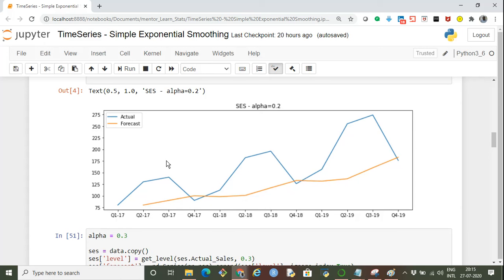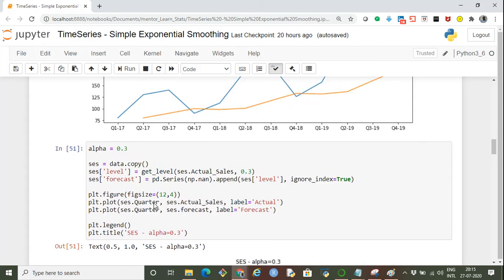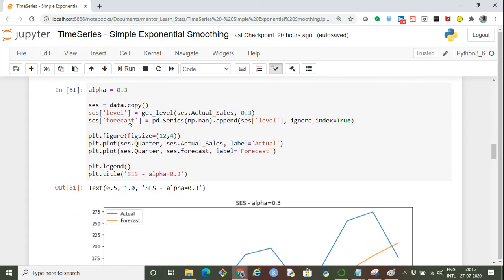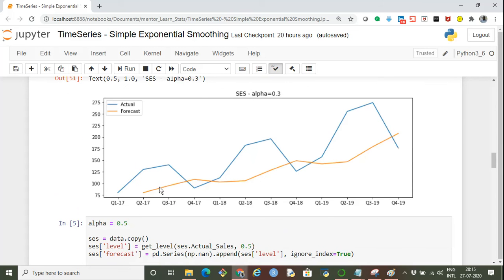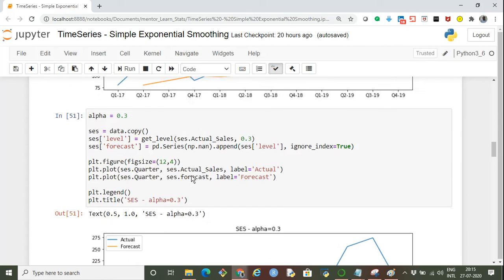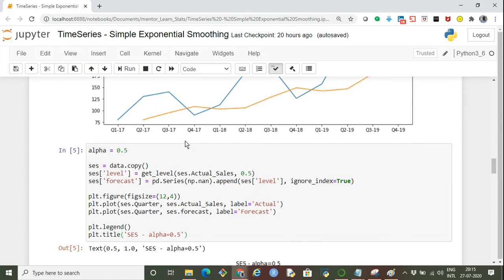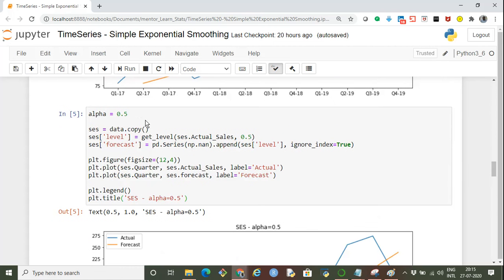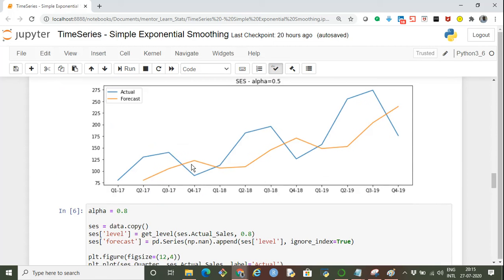Now, changing the value of alpha to 0.3. If you see, the rest of the things are the same. This is the actual, and this 0.3 is slightly up compared to the previous one, 0.2. Now if I give 0.5, that is I'm giving 50% weightage to my recent observation, then it will follow a more similar pattern to the actual one.